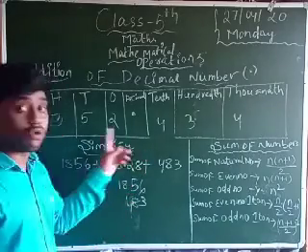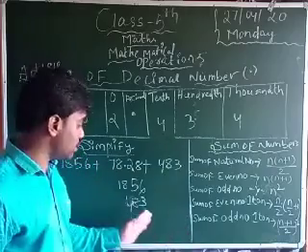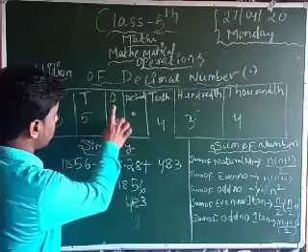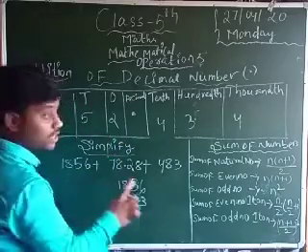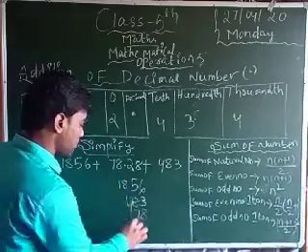Before the decimal, the ones place is present. As usual, start the addition from the ones place: 0 plus 0 plus 2 is 2. Here the ones place is 8, so write 8. Now the tens place is 7.